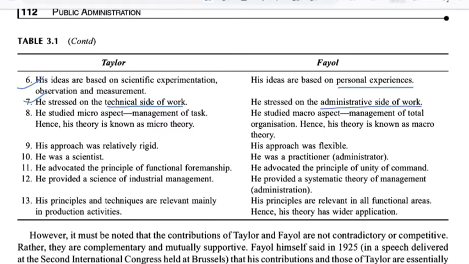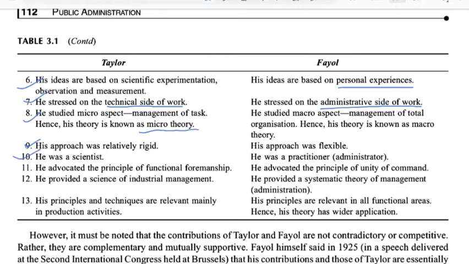Taylor studied the micro aspects of management of tasks, hence his theory is known as micro theory, while Fayol's theory is known as macro theory, because he emphasized the management of the total organization. Taylor's approach was relatively rigid, while Henry Fayol clearly mentioned that principles of administration are not fixed. They are flexible in nature. We can add or subtract any principle according to the need of the time.